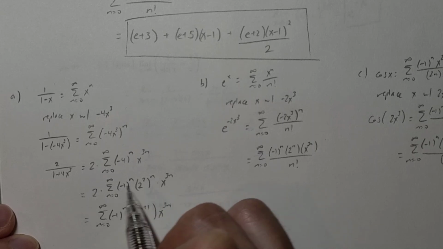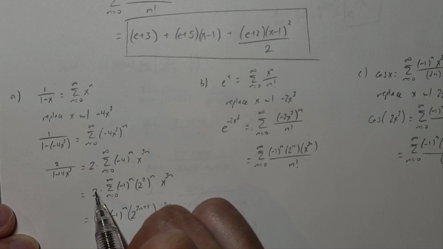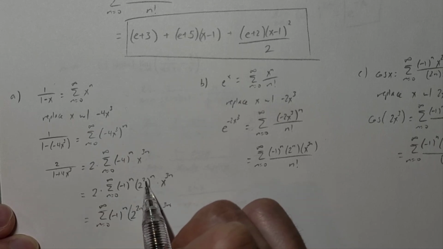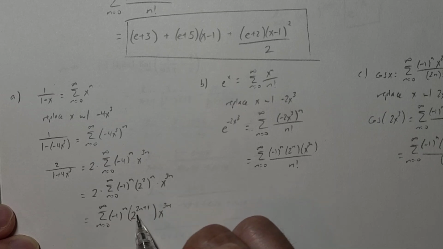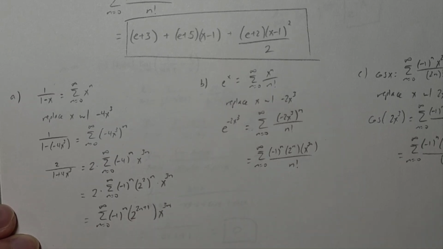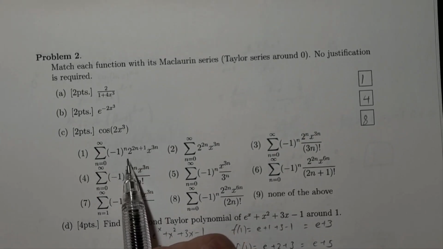This I didn't touch. Now this 2 I can move inside. This is 2 to the first power, and this is 2 to the 2n power by properties of exponents. So by another property, the one where you add the powers, it'll be 2 to the 2n plus 1. Okay? And we find the matching choice. It should be choice 1.